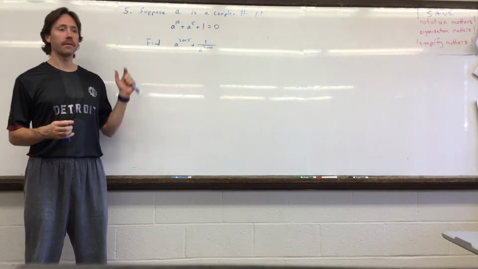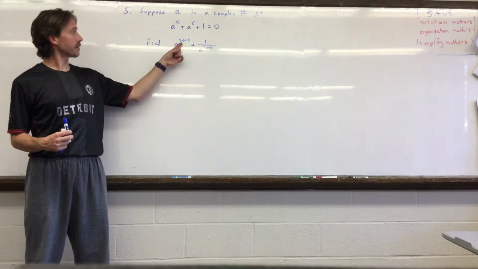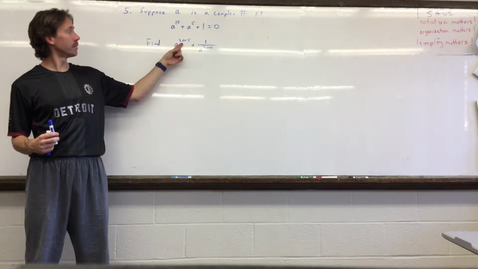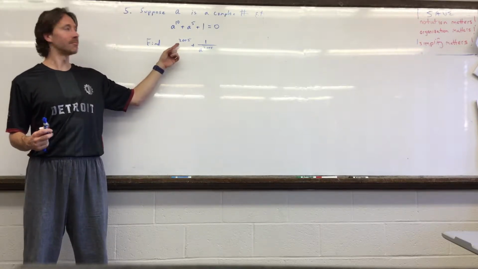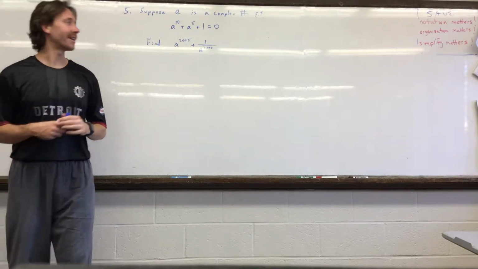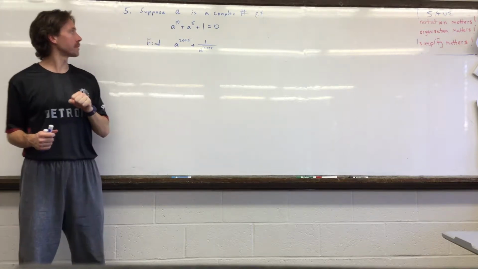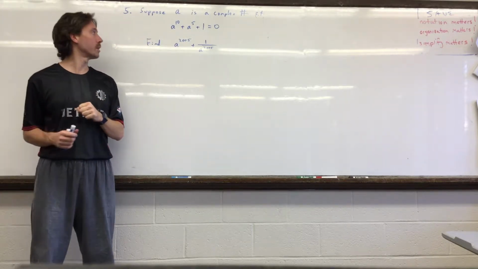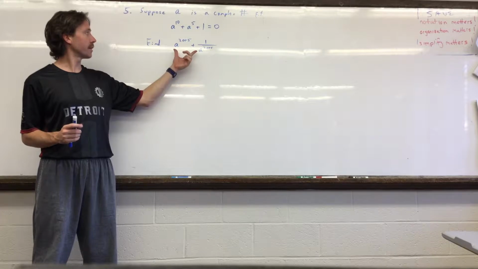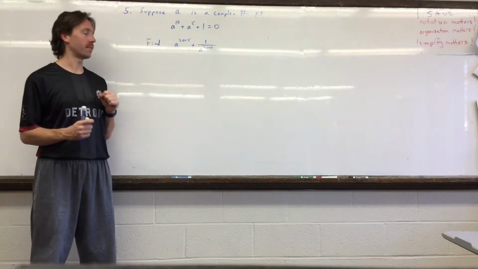Okay, this is question 5 from 2005 MMPC. You know it's from the 2005 MMPC round 2 because whenever you see these seemingly arbitrary large exponents or numbers like that, yeah, 2005, right? So a is a complex number such that a to the 10th plus a to the 5th plus 1 equals 0, and we've got to find the value of a to the 2005 plus 1 divided by a to the 2005.